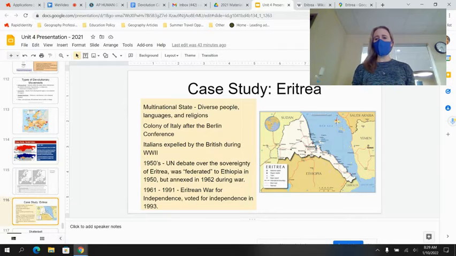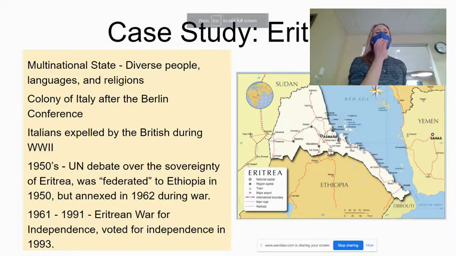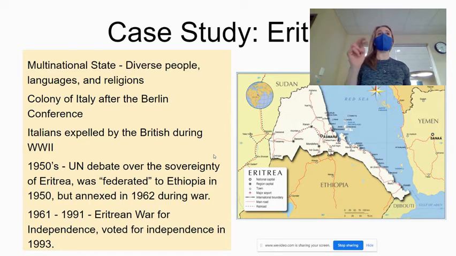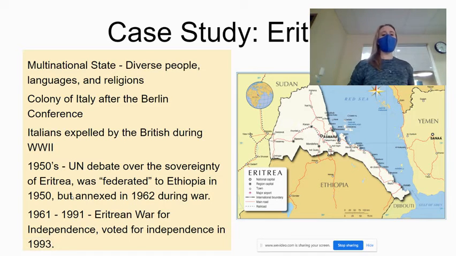And so this is also an example of devolution, and it's an example of kind of an independence movement. So it was multinational states, diverse groups of peoples, languages, and religions, but this one also ties back to colonialism. So after the Berlin Conference, Eritrea was a colony of Italy. So it was an Italian colony. And after World War II, the Italians were part of the Axis powers of Germany, Italy, and Japan. And the Italians were expelled during World War II by the British.